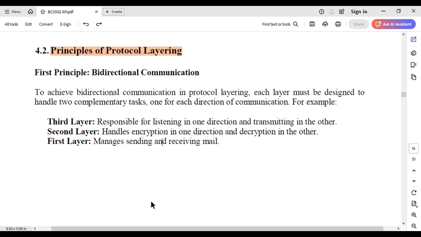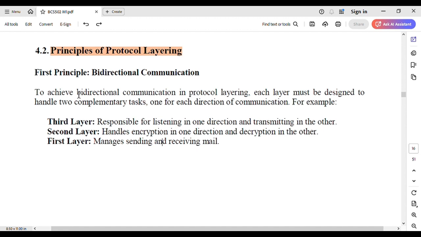Hi friends, in this session we are going to discuss the concept of principles of protocol layering. The question that has to be asked in the examination is like this: with a neat diagram explain the principles of protocol layering for 6 marks or maybe 5 marks. So there are a few principles with respect to protocol layering.